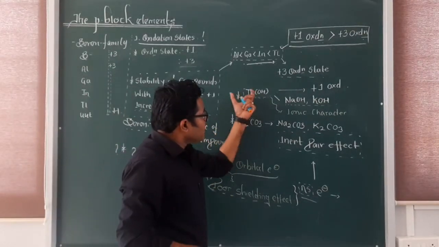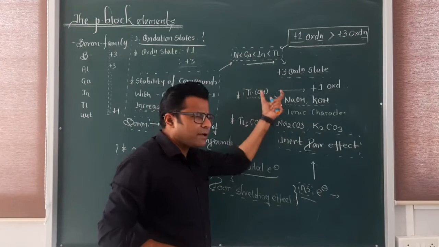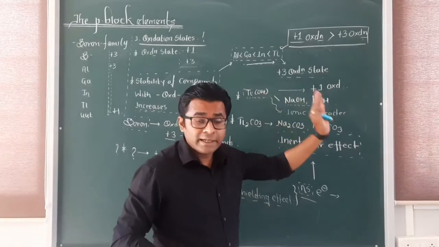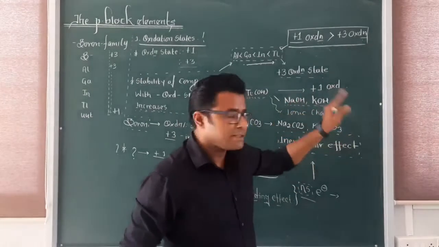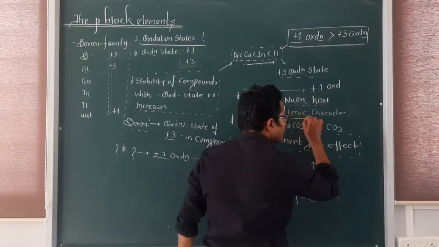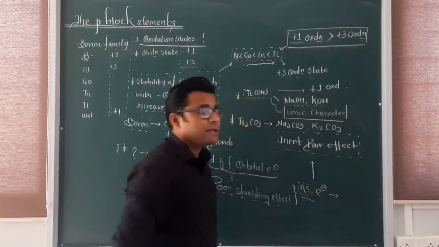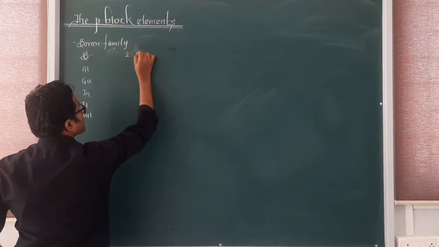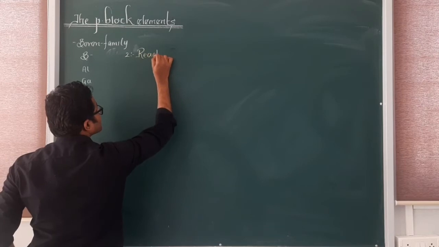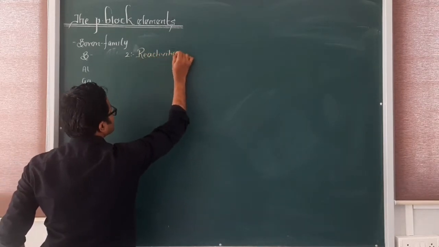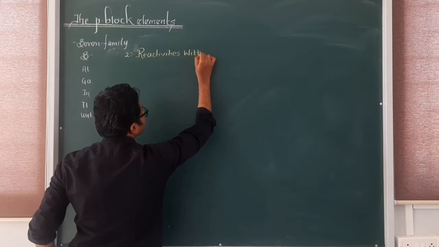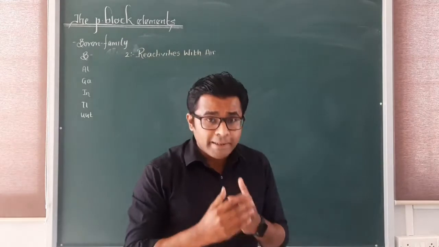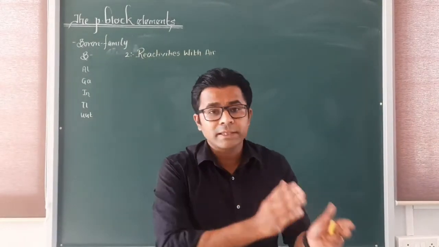Now, whenever we observe the compounds of thallium hydroxide or thallium carbonate, they resemble the hydroxides and carbonates of the s block elements, thus giving us a hint of ionic character. Speaking about the next property, that is the reactivities. With air, these elements tend to react with oxygen and with nitrogen.